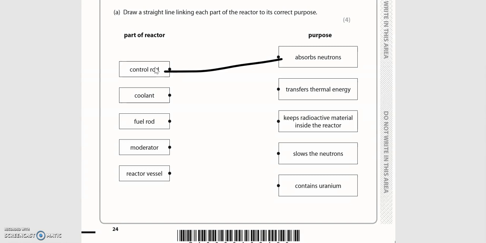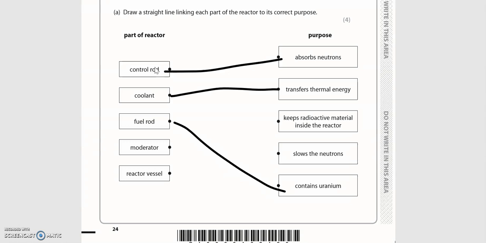The second one is the coolant, so it could be water, it could be carbon dioxide, and that's there to move the thermal energy, to move the heat energy around the reactor and out to the turbine. So for the coolant, you want to link that to the second one. The fuel rod is where fission actually takes place. So the fuel rod is made of uranium-235. And of those three, that's the one that matches best with the fuel rod, is it contains uranium.